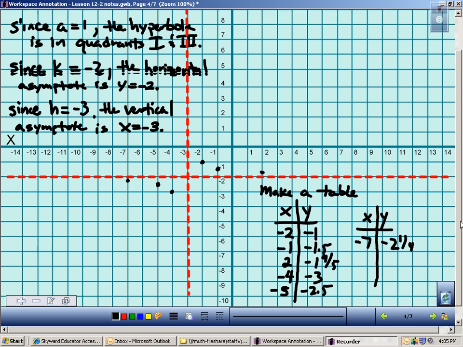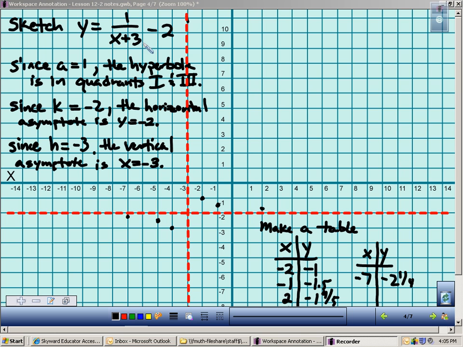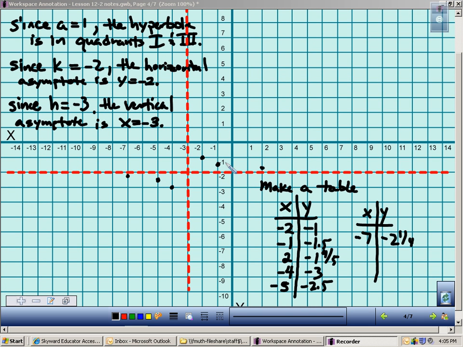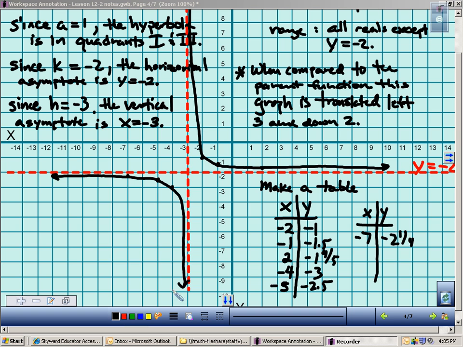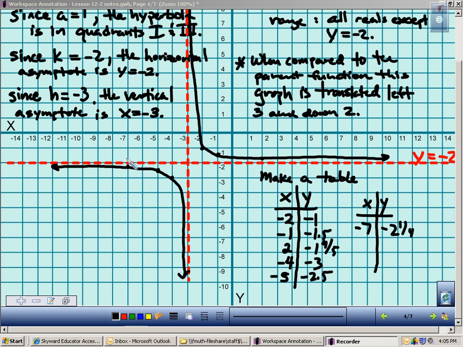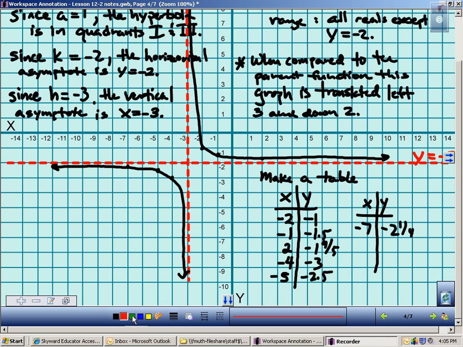I also plugged in some negative points on the left side of the vertical asymptote. Like if I plug in -4, -4 plus 3 is -1. 1 over -1 is -1. Minus the 2 is -3, and I think you get that. Well, here you can see I'm starting to develop my hyperbola, and I can now take my pen and just draw my lines through it. There's my hyperbola. And I have a horizontal asymptote at y equals -2, which you can see there. And I also have a vertical asymptote. Maybe I should have written that in. It's at x equals -3.